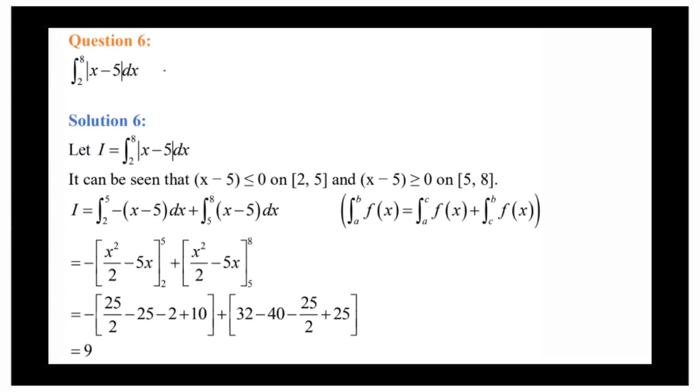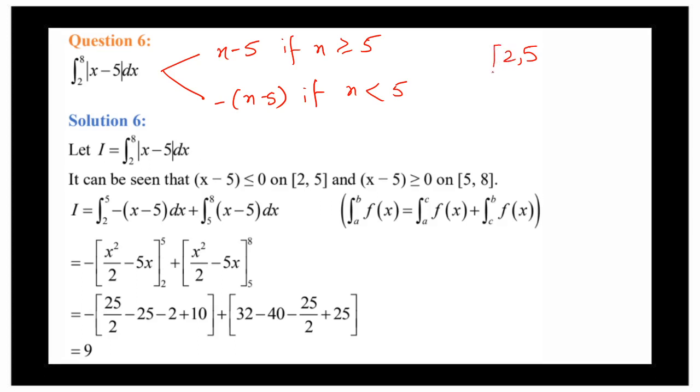Same way, exactly the same, we have the next question, mod of x minus 5. It gives us positive if x is greater than or equal to 5. It gives us negative of x minus 5 if x is less than 5. So basically we got the two intervals. One is 2 to 5, and another interval is 5 to the upper limit, 5 to 8. So 2 to 5 and 5 to 8.